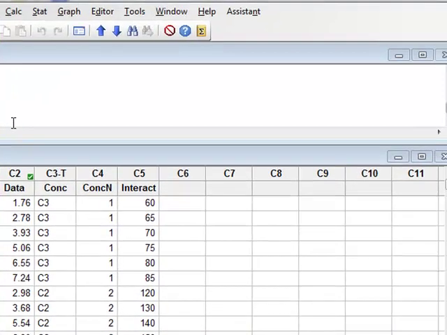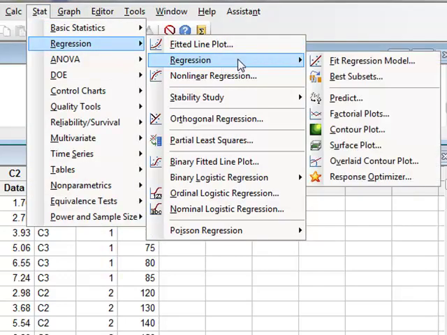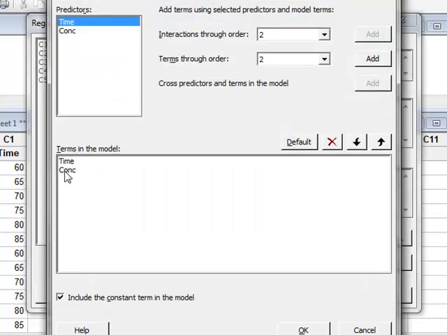So we will start with a general regression approach by going to Stat, Regression, Regression, and fit the regression model. The response is the data, and we have the continuous predictor of time and the categorical predictor of the concentration of the cleaners. And we click on Model, and we see time and concentration in the model, but we want to see a possible interaction between time and concentration.